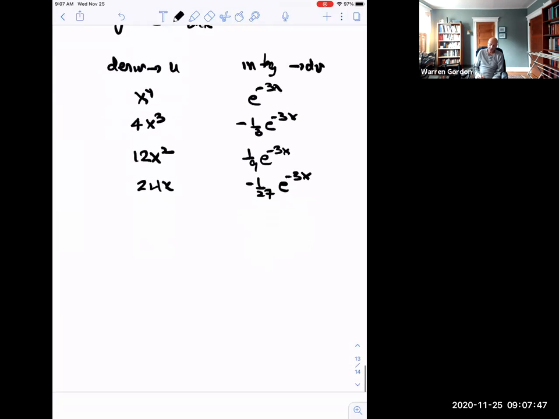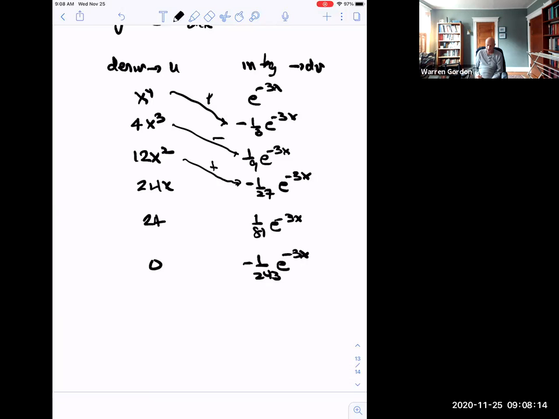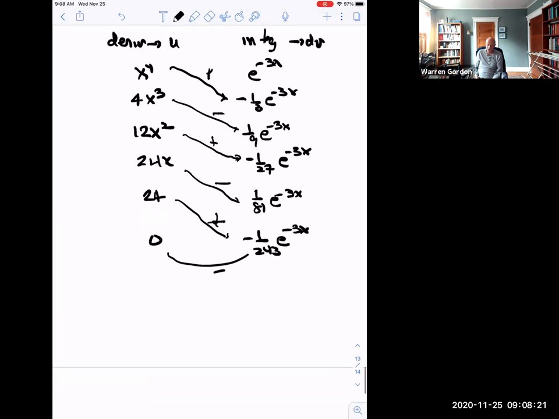When do I stop? I stop when I get a 0 on the left. This gives me a 24. This gives me a 1 over 81, e to the minus 3x. This gives me a 0. This gives me minus 1 over 243, e to the minus 3x. And now I get this alternation of signs, plus, minus, plus, minus, plus, and of course the integral will be a minus sign, will be a 0.